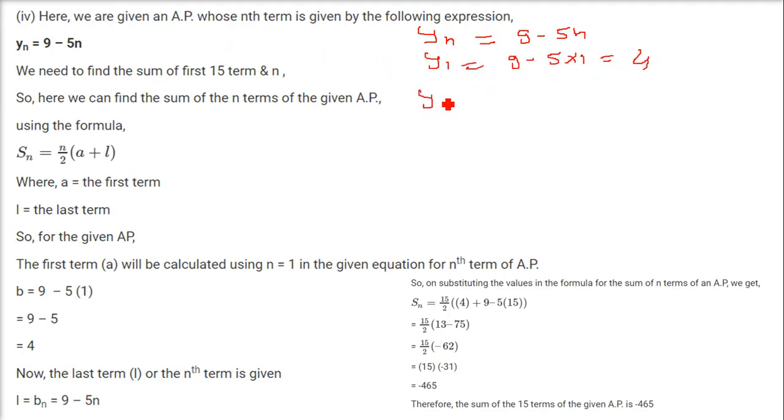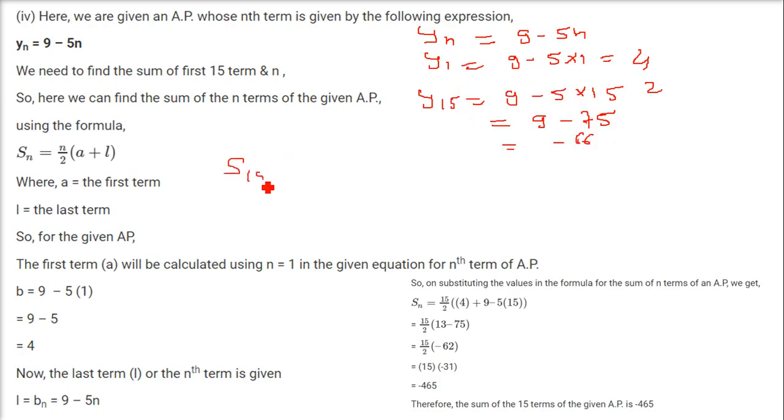How about y15? Because we have to find the 15th term. What will be the last term of 1 to 15? It will be 9 minus 5 into 15. 15 into 5 is 75. 9 minus 75. What is this going to be? This is going to be minus 66. Right? Now my y15 is also there.